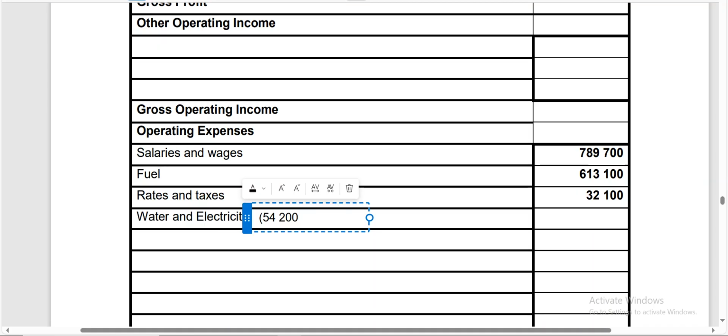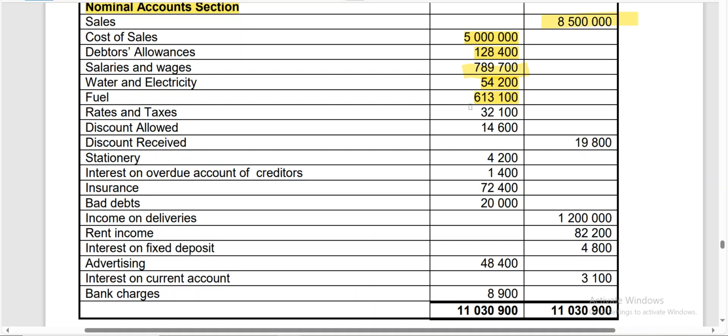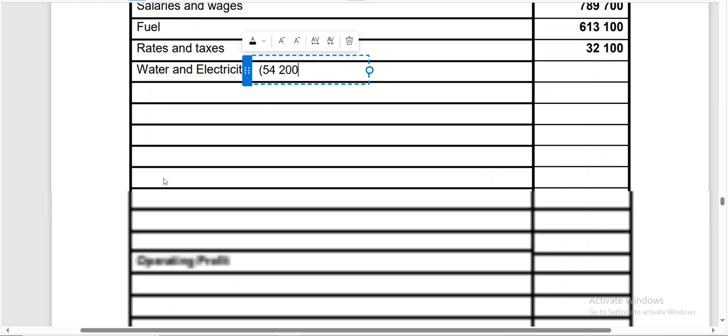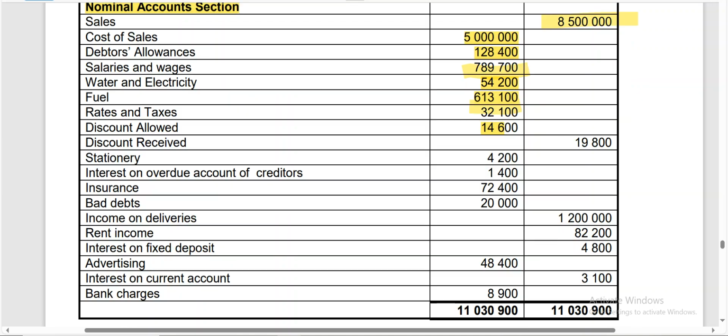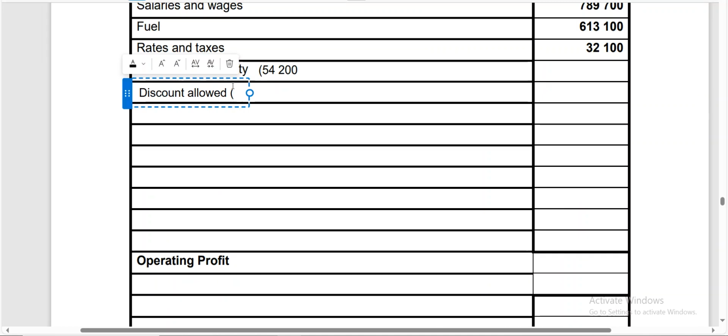So let's see if that information has been entered. They have entered it, so I'm going to just highlight it. And then next, we have discount allowed for 14,600. So we are going to enter it under expenses. Remember, they did not record it here, so we have our discount allowed as the amount according to here, 14,600. So that 14,600 will come here.